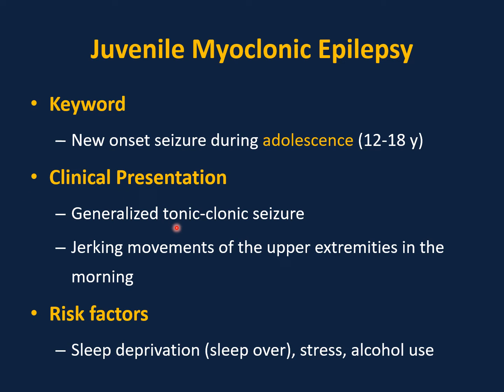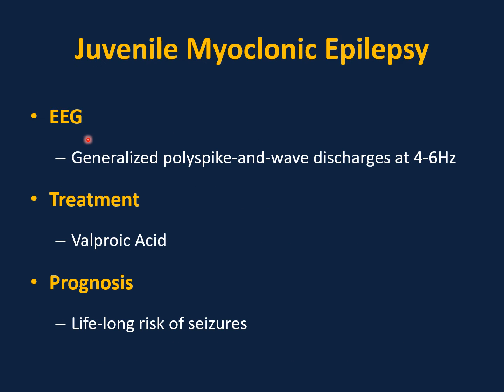Clinical presentation: generalized tonic-clonic seizure, jerking movements of the upper extremities in the morning. This is the key word for juvenile myoclonic epilepsy, and you memorize it by juvenile. So it occurs in adolescence for the first time. Risk factors: sleep deprivation, stress, alcohol use. Diagnosis of juvenile myoclonic epilepsy: generalized polyspike and wave discharge at 4 to 6 hertz. So remember, 4 to 6, this is a higher number. The hint to remember is juvenile, occurs in adolescence, in older children, and the hertz is 4 to 6.